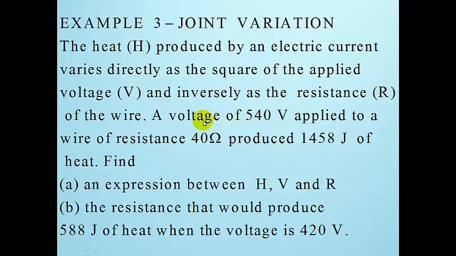Now, from the question, when the voltage is 540, the resistance is 40 ohms, and the heat produced is 1458. So this condition, 540, 40 and 1458, will enable us to calculate the constant of proportionality before we can proceed from there. Now let's look at how best we can solve this problem.